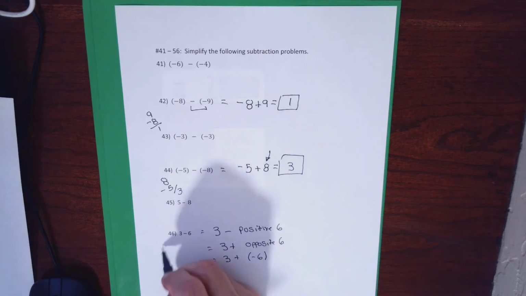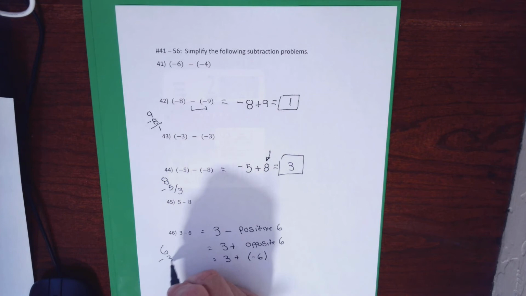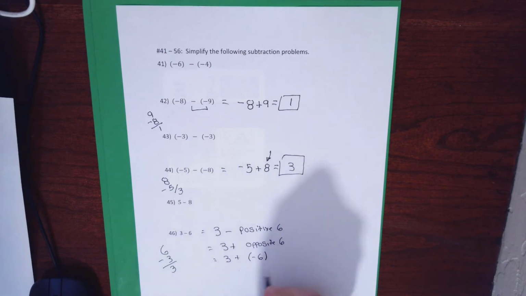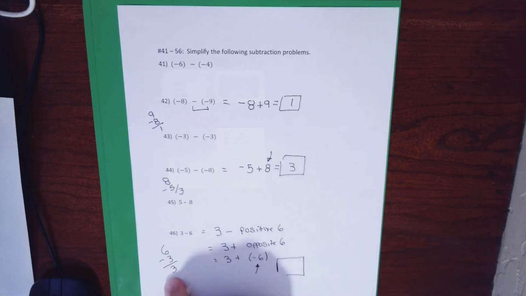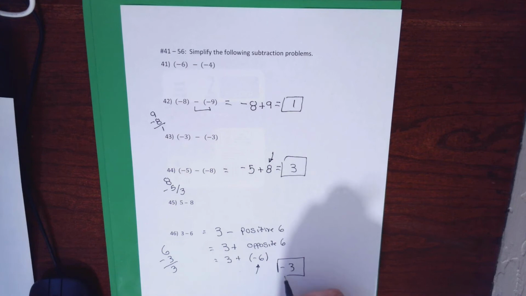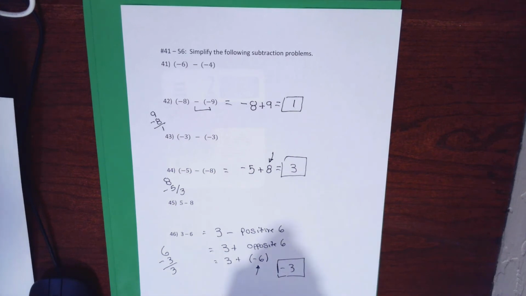Now this is an adding with opposite signs, so I'm going to subtract the numbers. 6 minus 3 is 3. And because the bigger number here is negative, when I go to write my answer, that 3 needs to have a negative sign. So the answer to 46 is going to be negative 3.